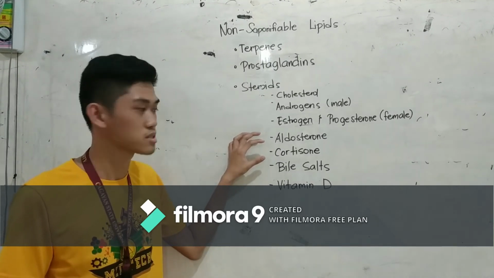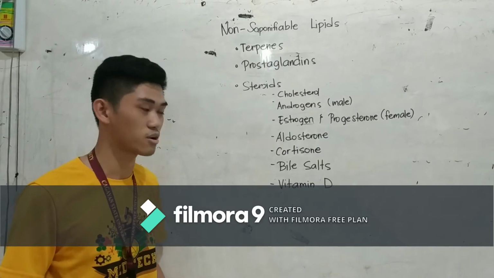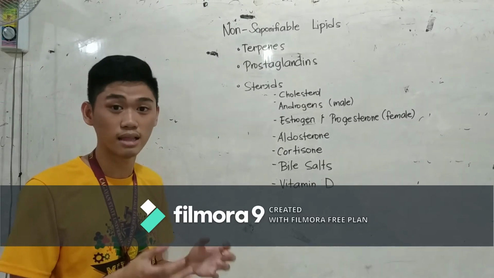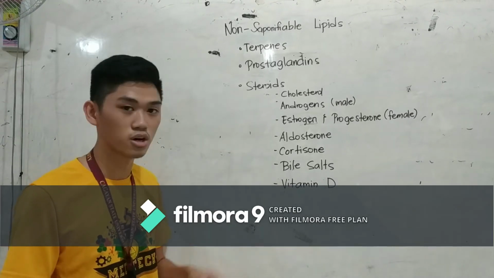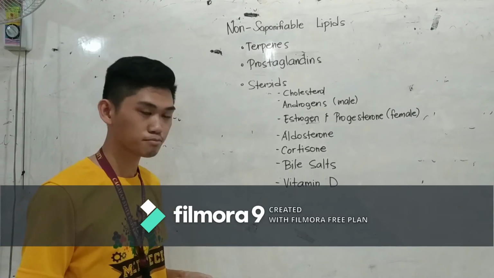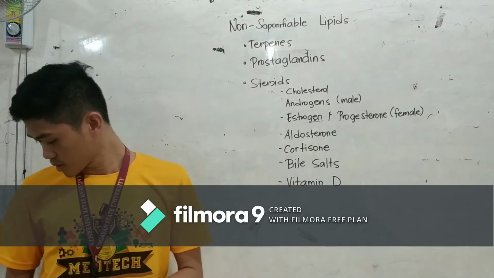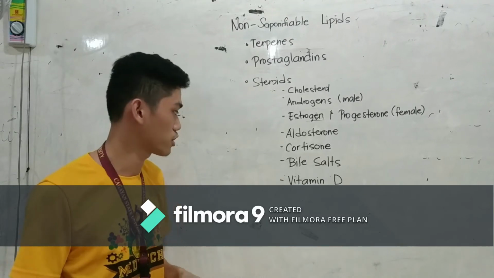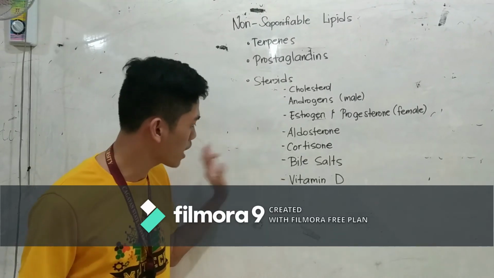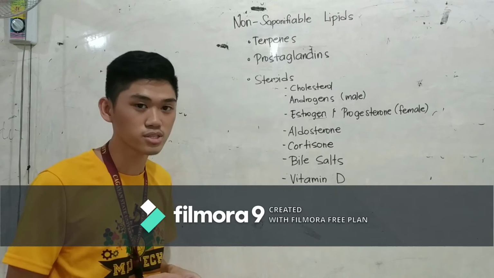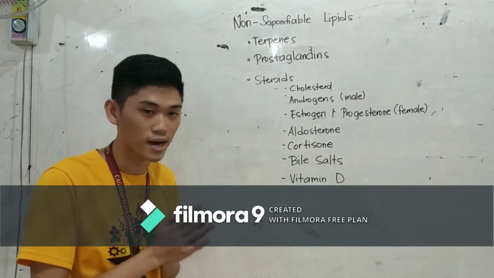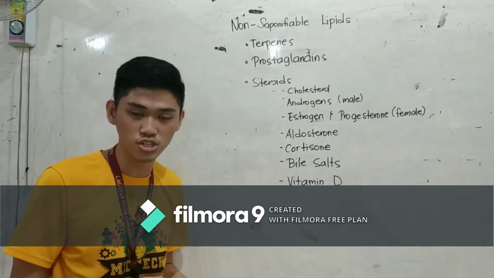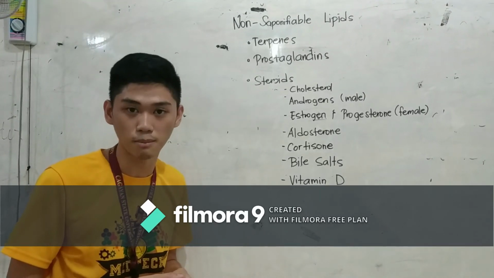characteristics in females. Third, we have aldosterone. This is involved in the control of water and electrolyte balances. Cortisol is involved in metabolism and controlling inflammation. For last, we have bile salts. Bile salts absorb fat-soluble vitamins and vitamin D. They are involved in bone deposition and regulation of calcium absorption.